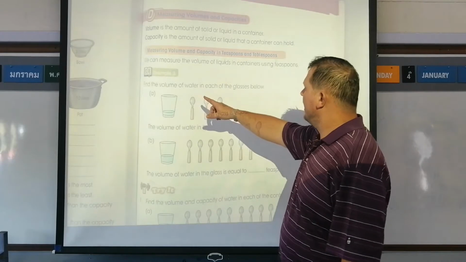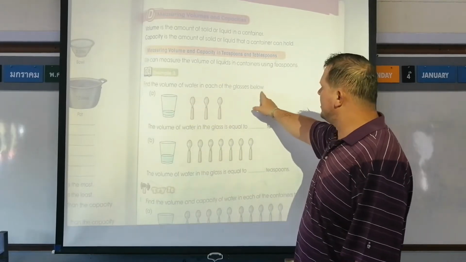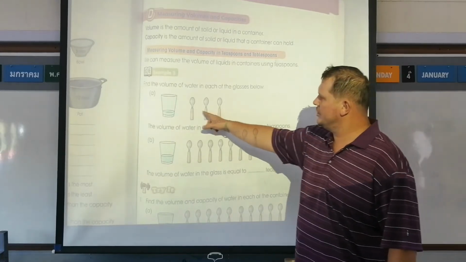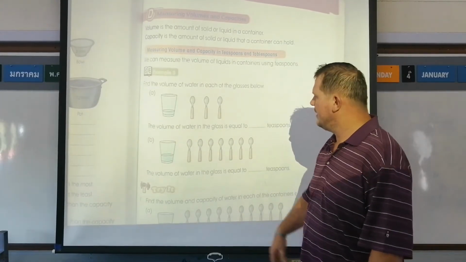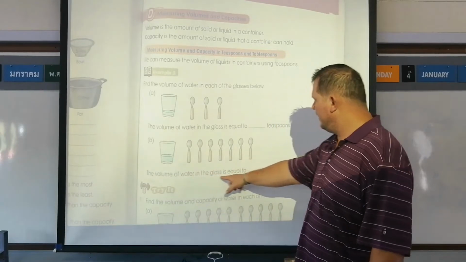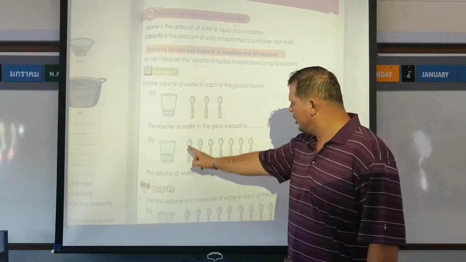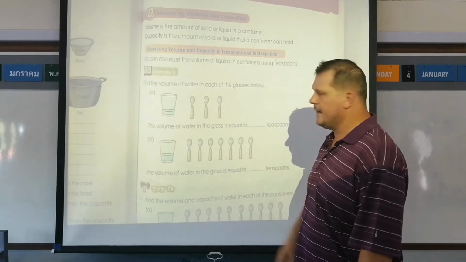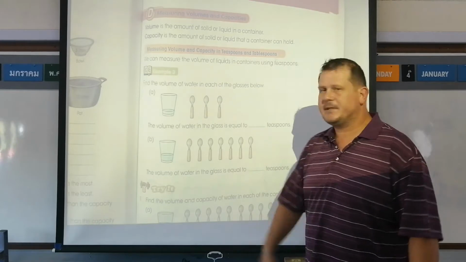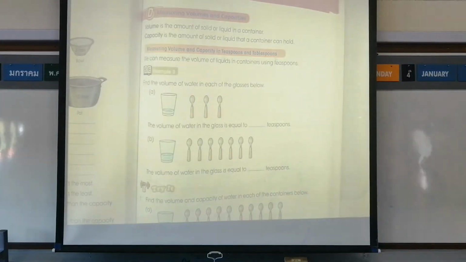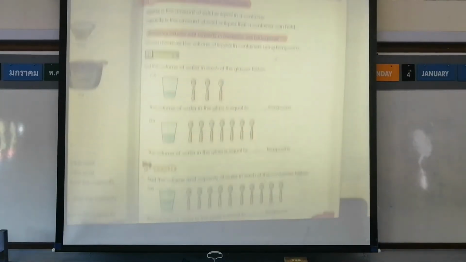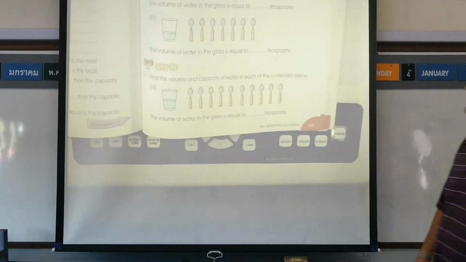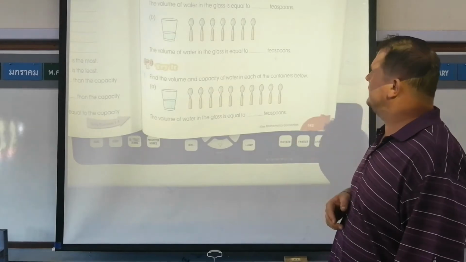Find the volume of water in each glass below. The volume of the water in each glass is equal to 3 teaspoons. In this one, the volume of the water in the glass is equal to 1, 2, 3, 4, 5, 6, 7 teaspoons. I'm going to lift up the screen a bit. This one contains even more.